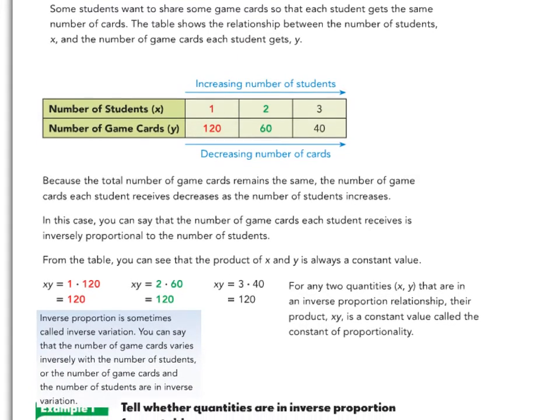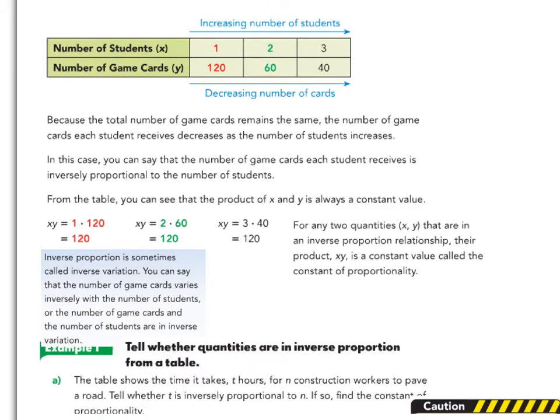Okay, in this case, you can say that the number of game cards each student receives is inversely proportional to the number of students. From the table, you can see that the product of X and Y is always a constant value. So, X times Y, 1 times 120 is 120. X times Y, 2 times 60 is 120. X times Y, 3 times 40 is 120. For any two quantities, X and Y, that are in an inverse proportion relationship, their product, XY, is a constant value called the constant of proportionality.